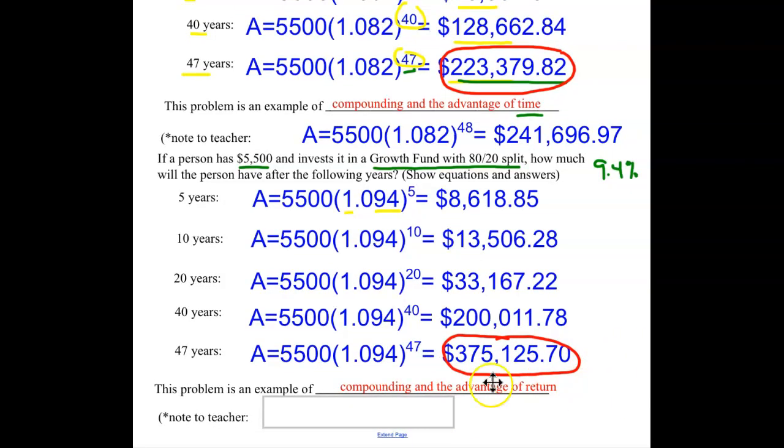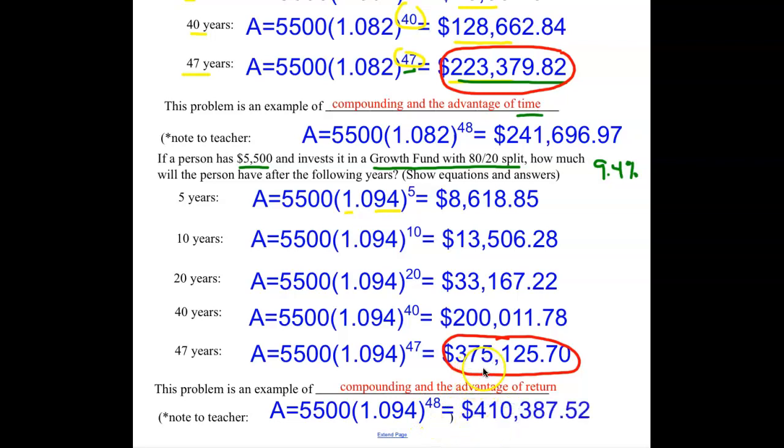So once again, let's just look at what happens if we just add one extra year to that. So instead of 47 years, now we're looking at 48 years. And it jumped from $375,000 in that 1 year to $410,000. So the idea here is make sure that you start investing as early as possible, even though retirement might seem like a long way away. It makes a huge difference in how much money you have at the end.